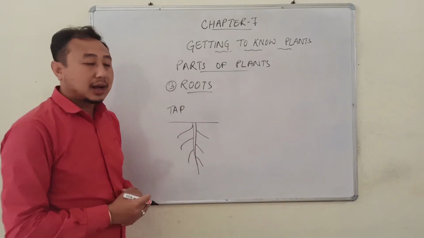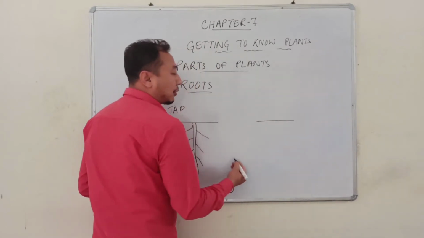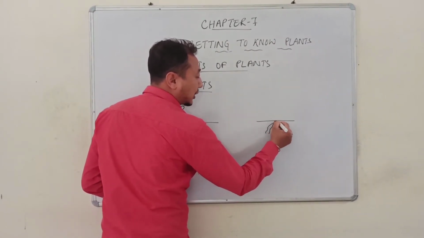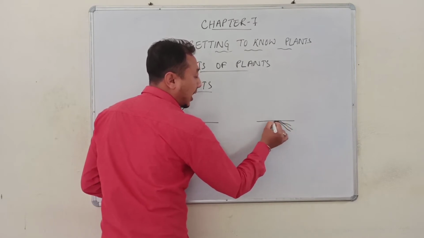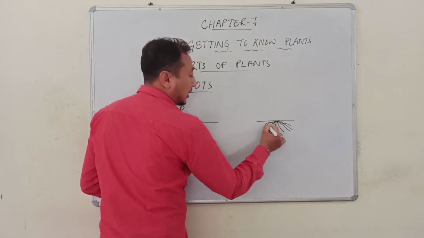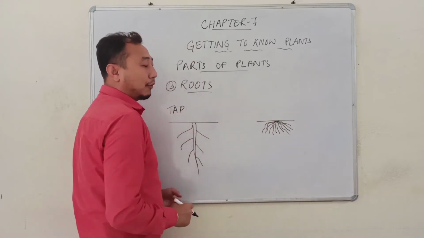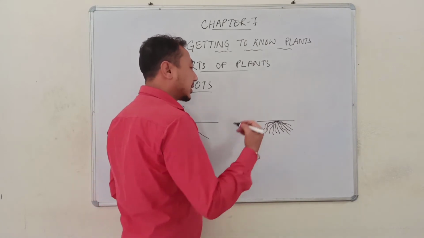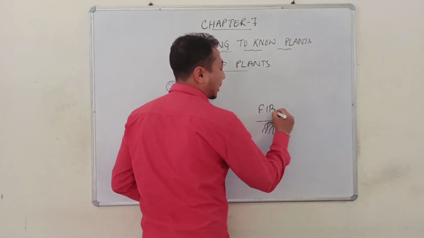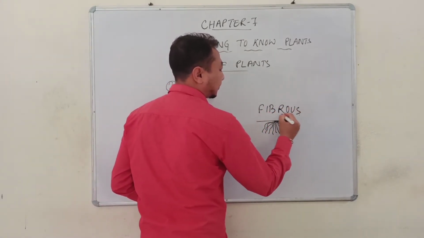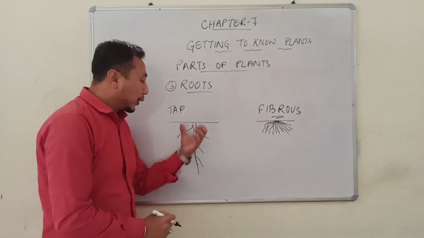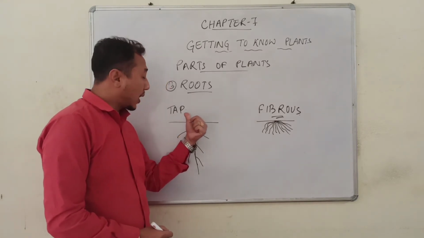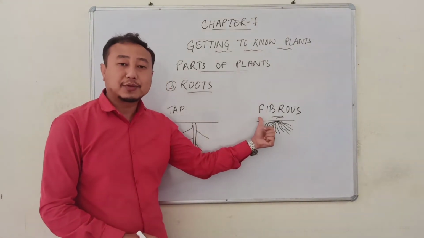In some of the plants like the grasses, when we uproot the plant, we will be able to see that the roots arise from a single portion that is connected with the shoot portion of the plant. In such type of root, the length of all these roots are similar. Such type of root system we call a fibrous root. So depending upon the nature, the roots are divided into two types. One is a taproot, another one is a fibrous root.